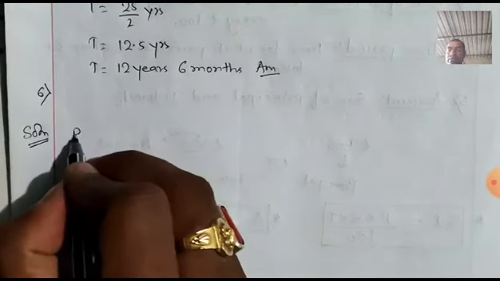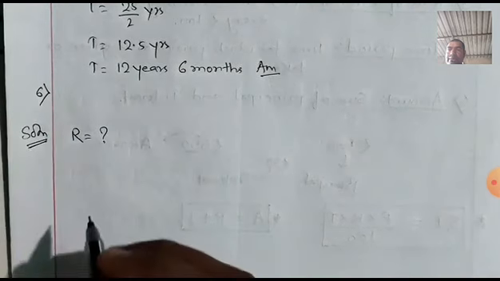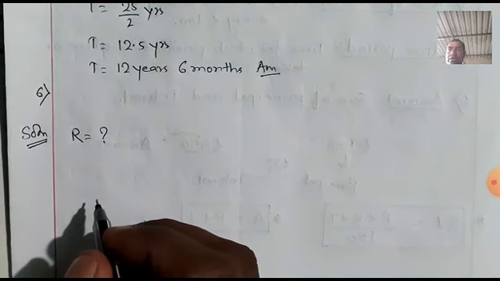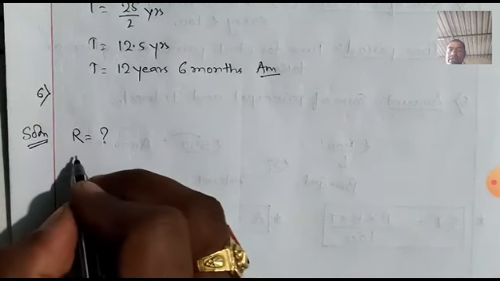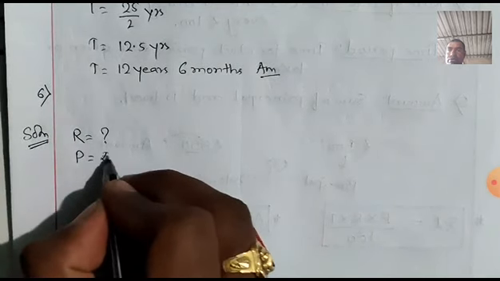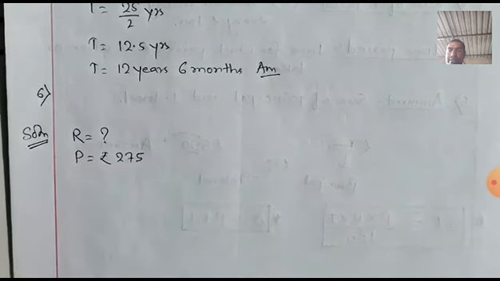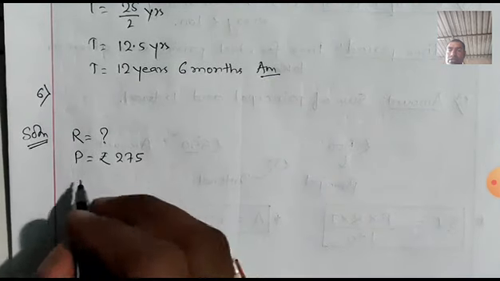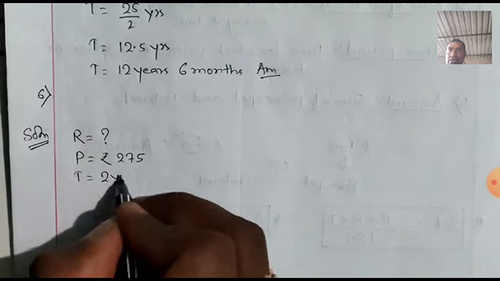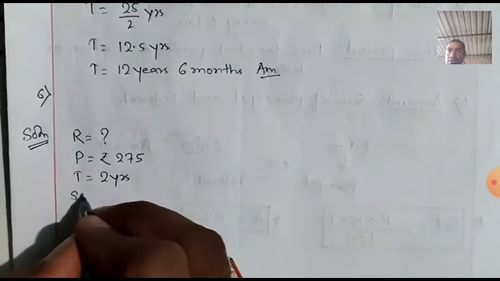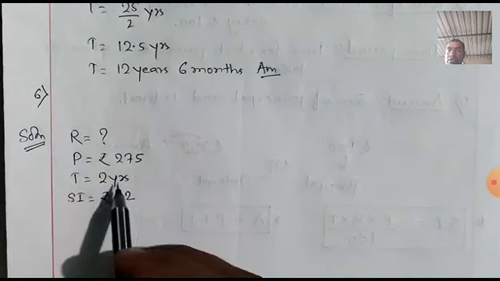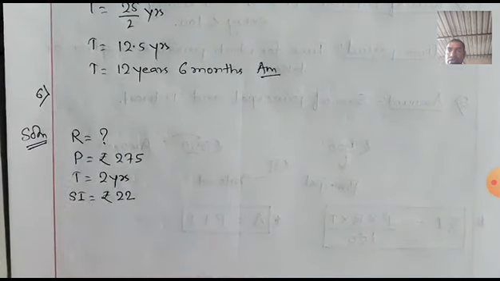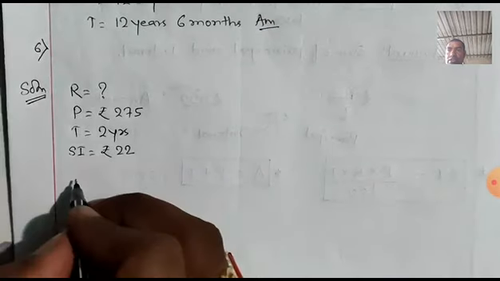In question number 6, we have to find the rate percent. What we have to find here? R. Find the rate percent if the SI on rupees 275 in 2 years is rupees 22. So P is given 275, T is also given 2 years, and SI is given rupees 22. These are all given in the question only. I have not taken them from anywhere.